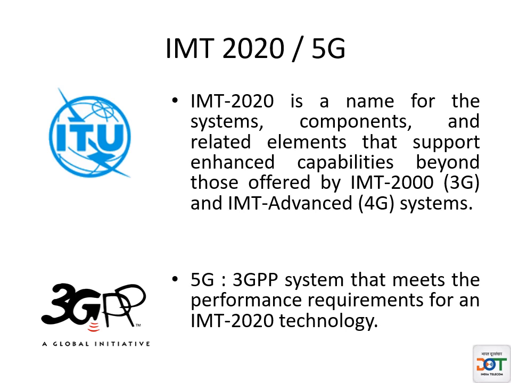Moving forward, let us define IMT 2020 or 5G. In terms of the ITU definition, it is a name for the systems, components and related elements that support enhanced capabilities beyond those offered by IMT 2000, that is 3G, and IMT Advanced, that is 4G systems. And how does 3GPP define 5G? They define it as a 3GPP system that meets the performance requirements for an IMT 2020 technology. This means that whatever ITU has defined as the technical performance of IMT 2020 or 5G, the 3GPP system will meet those performance requirements, and that they will call 5G.